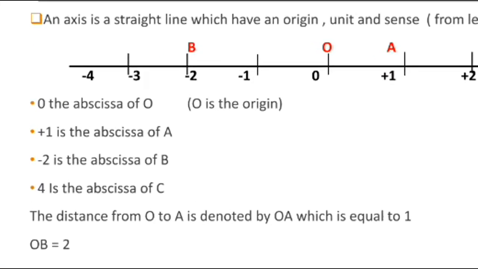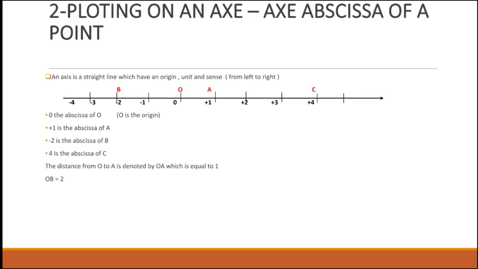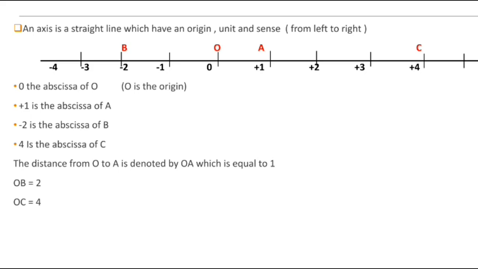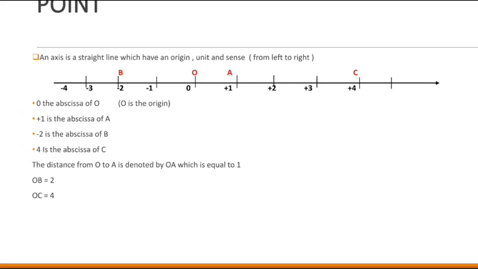The distance from O to B is OB. If I want to walk from O to B, how many times do I have to jump? The first time, jumping from 0 to minus 1, and the second time from minus 1 to minus 2. I jumped 2 times. The distance from O to B is OB, which is 2. The distance from O to C is 4.